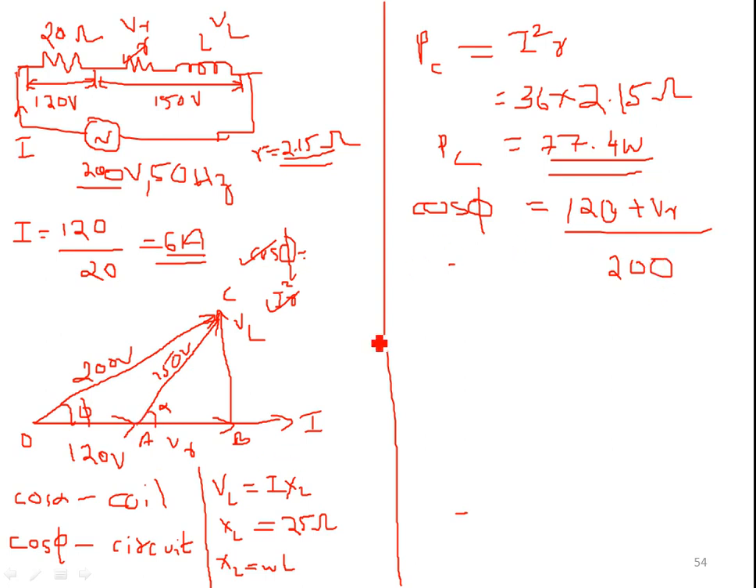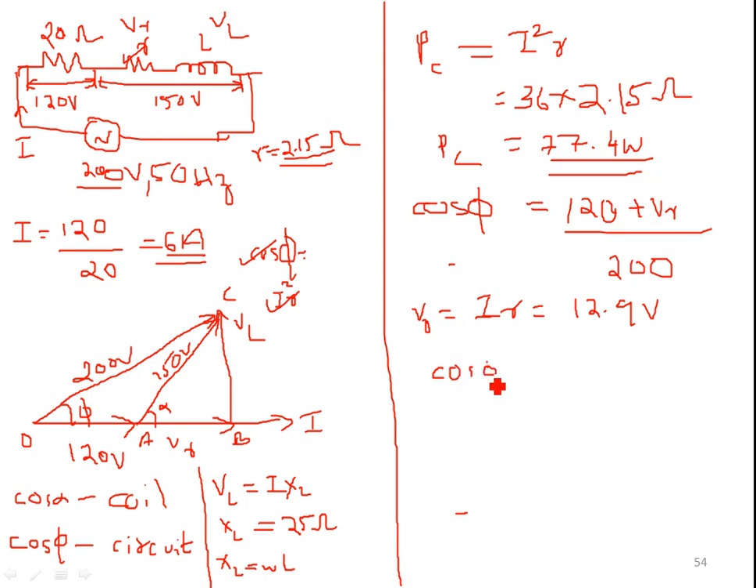To find VR, either we can take it from the earlier explanation or I will calculate it again. What is VR? VR is basically I into small r. What is I? I is 6 ampere. So 6 into 2.15, this is 12.9. This I into r, we will get as 12.9 volt. Therefore, what is cos phi?